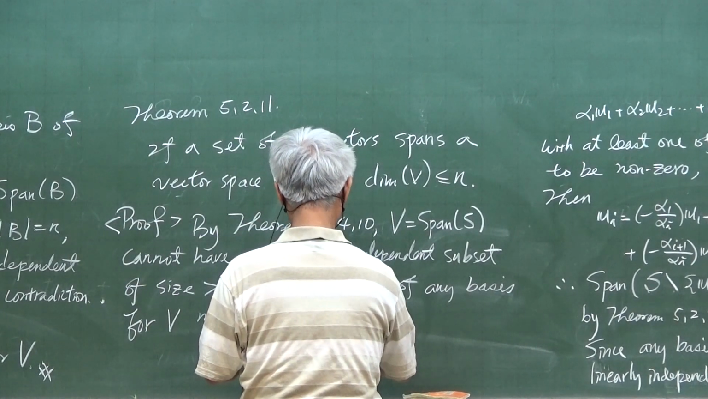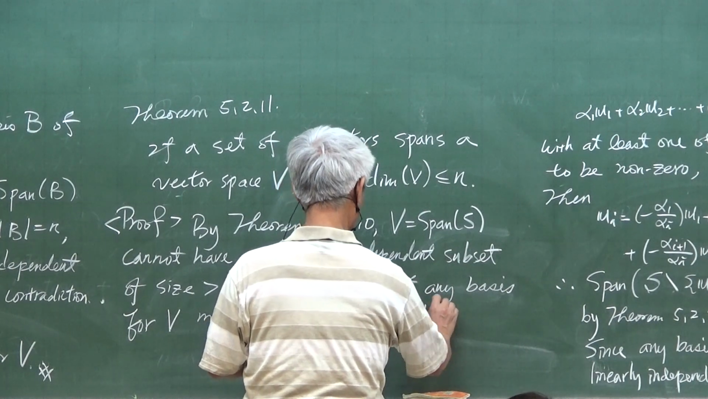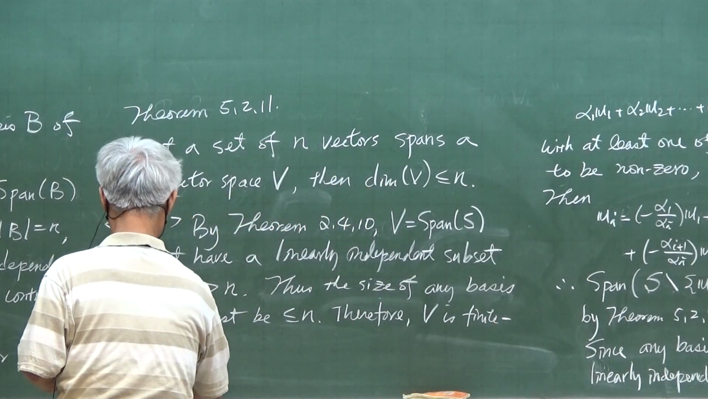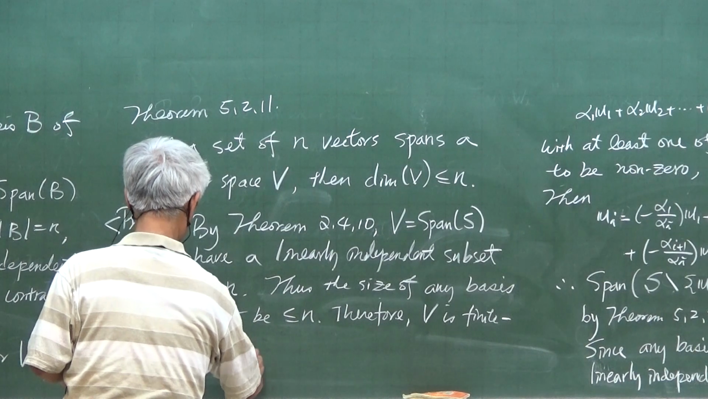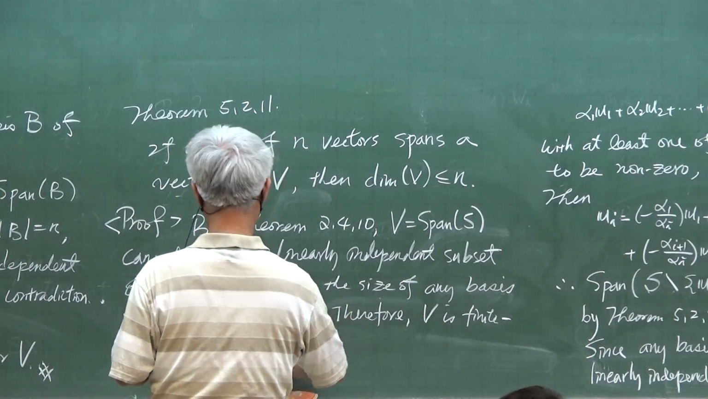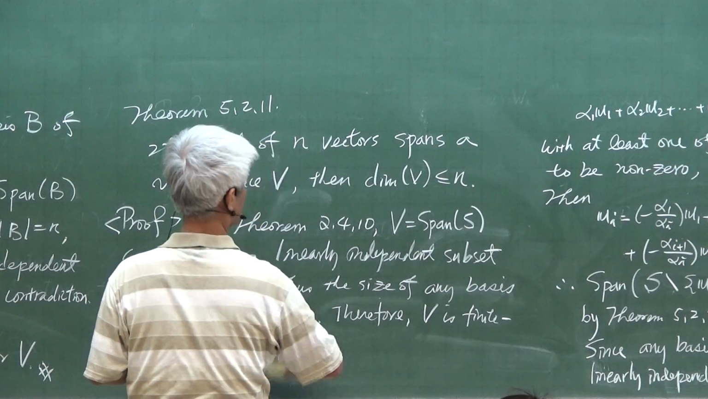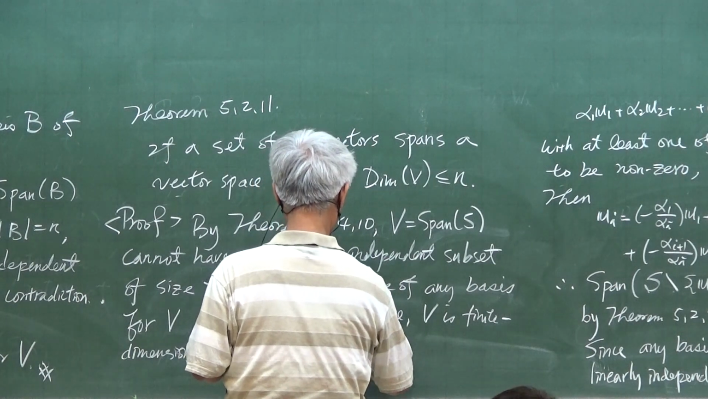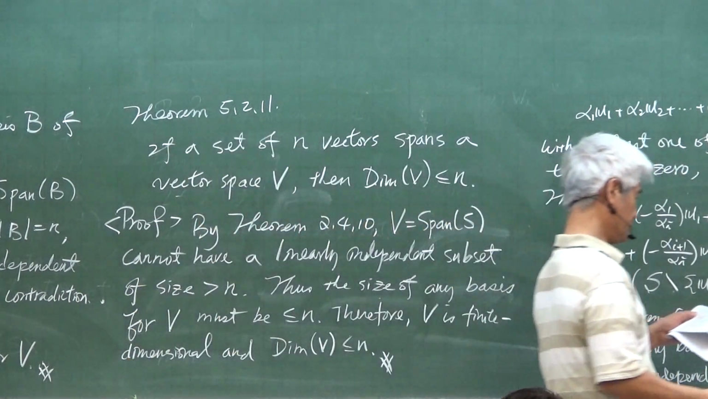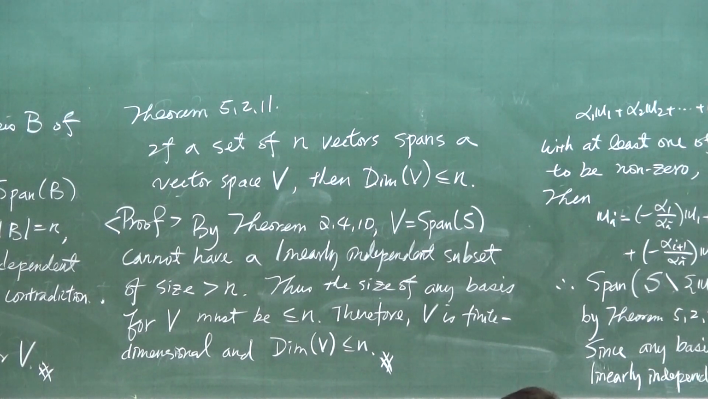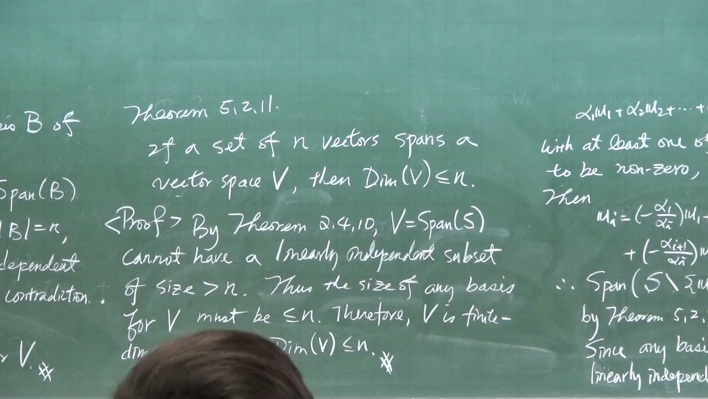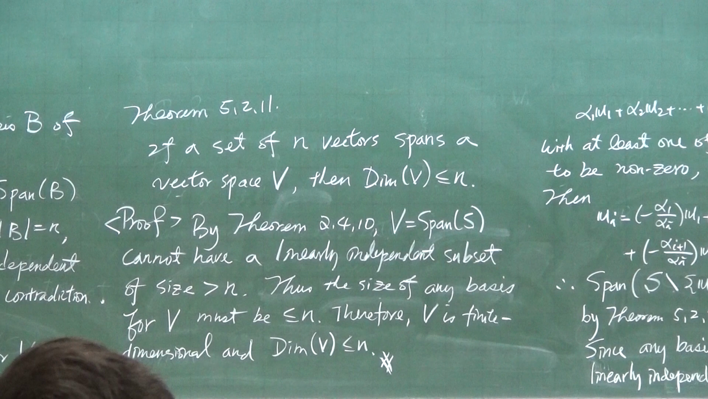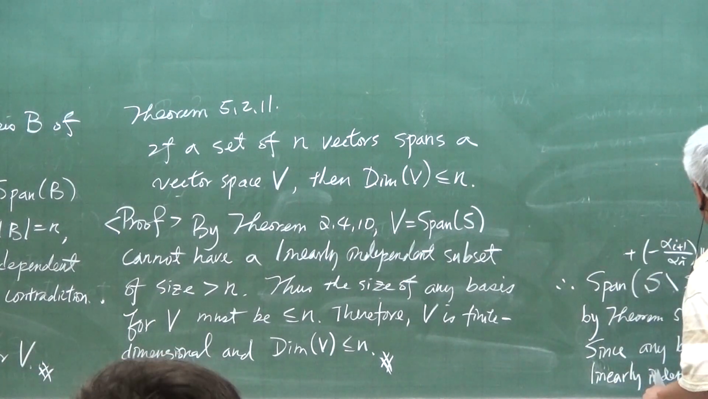And therefore V is finite dimensional. And the dimension, I should use the capital D, Dimension of V is less than or equal to n. So n is an upper bound if we have a spanning set of size n.